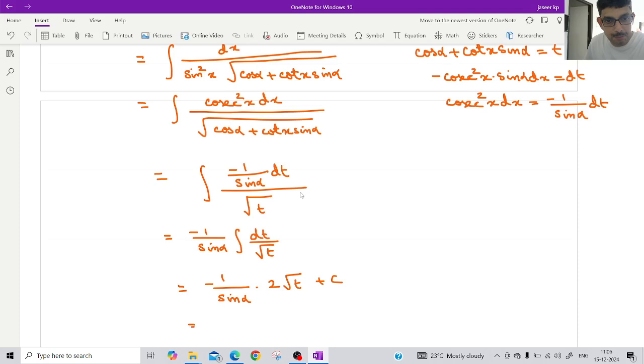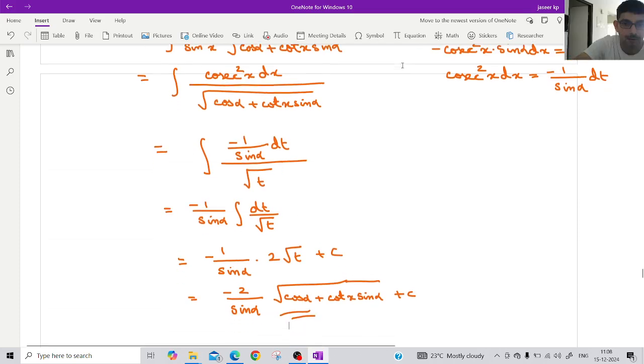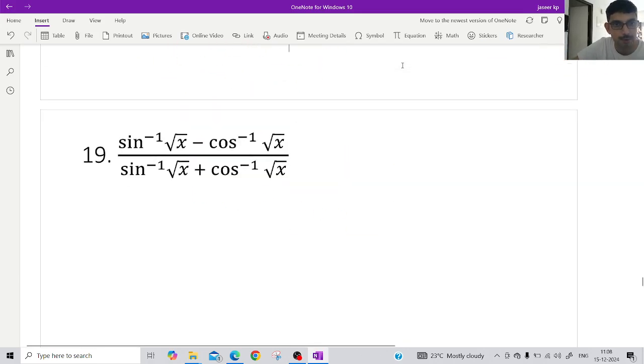Now we will be putting the value of t, that will be the final answer, that is minus 2 by sine alpha into square root of cos alpha plus cot x sine alpha plus c. So this will be the answer to this particular problem. Now we will move to the next problem.